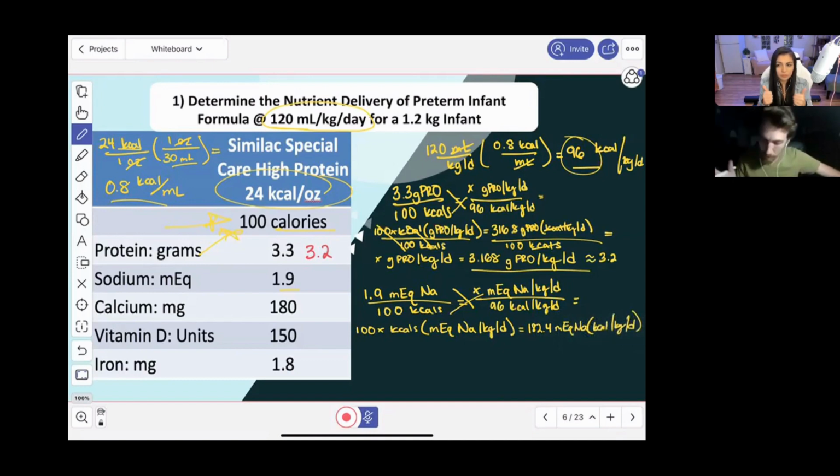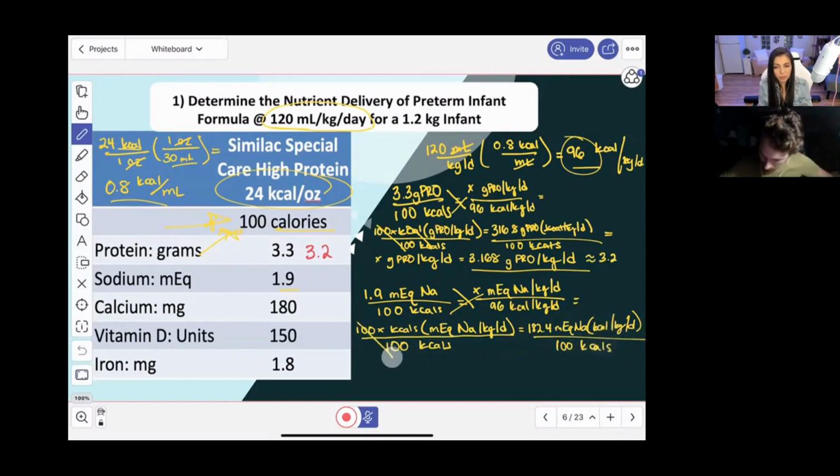Okay, and then remember on the left side, we want to solve for x. We want to solve for x milliequivalents of sodium per kilogram per day. So we're going to get rid of that 100 kcals, so divide by 100 kcals on both sides.